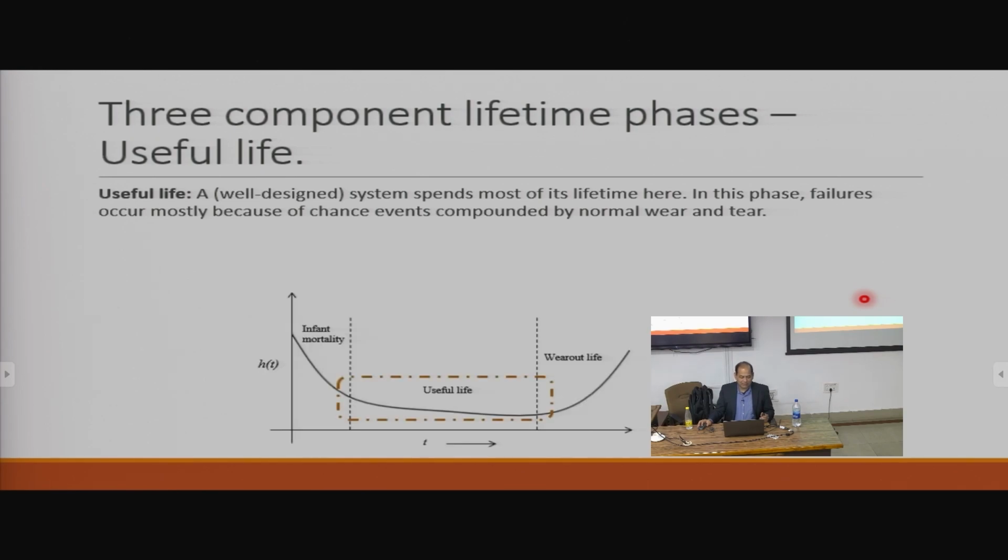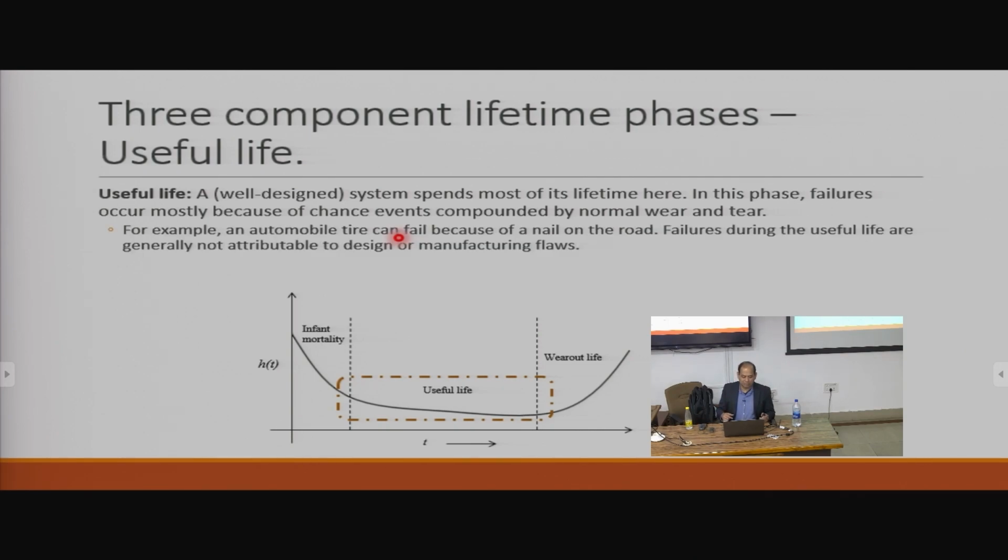And the next phase, where most systems will spend most of their lifetime, is the useful life. In this phase, failures occur mostly because of chance events compounded by normal wear and tear. So you're driving on the freeway and then you hit a nail on the road. There's nothing a manufacturer can do about this.